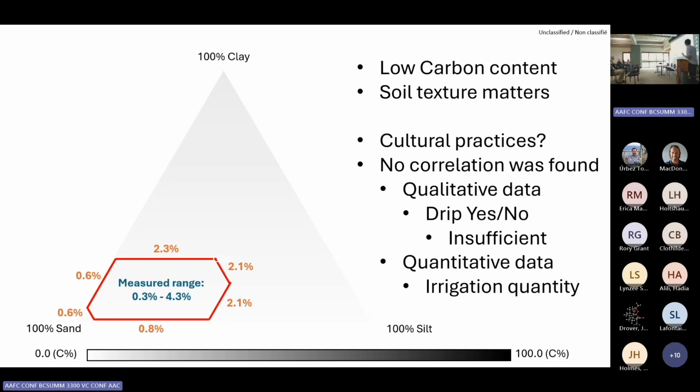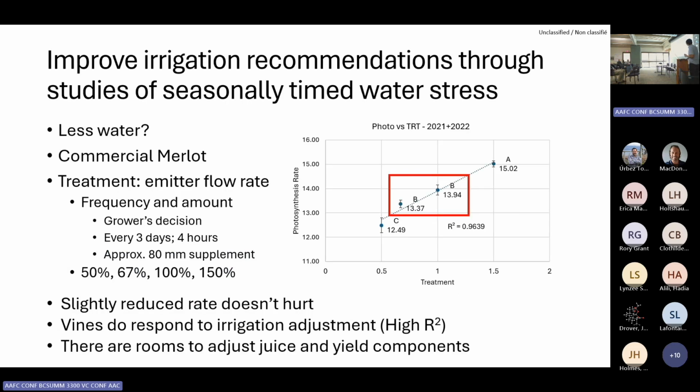For example, we usually capture qualitative data. So for example, are we using drip lines? But for soil carbon, that probably doesn't matter. That's insufficient to achieve our goal. So to improve this database, we probably have to think about how to capture more quantitative data, so in the future we can do better regression analysis.